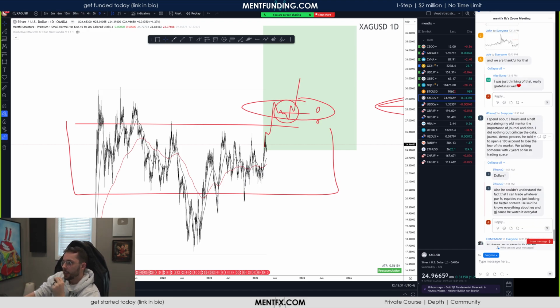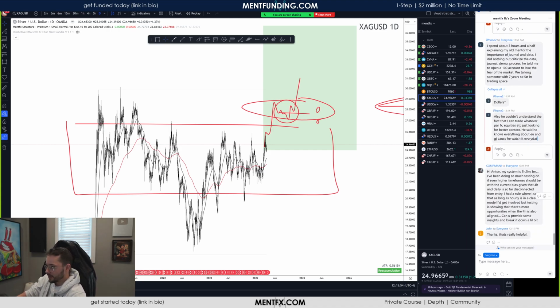iPhone says, I spent about 3.5 hours explaining to my old mentor the importance of journal and data. I did nothing but criticize the data, journal, demo process. He told me to open a 100 account to lose the fear of the market. Yeah, that's the classic. Open an account, just try trading, good luck. It's so stupid. He said he knows everything about EU and GJ because he watched it every day. Yeah, those are scammers. 100%.